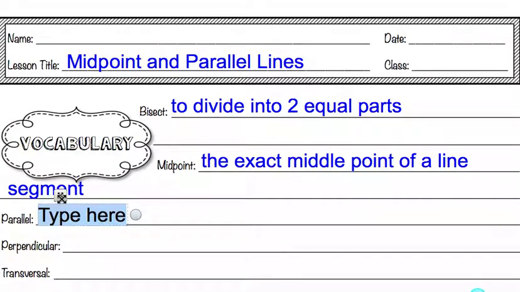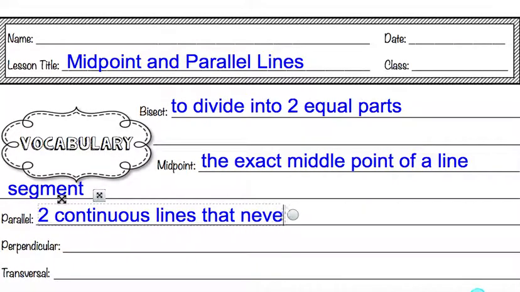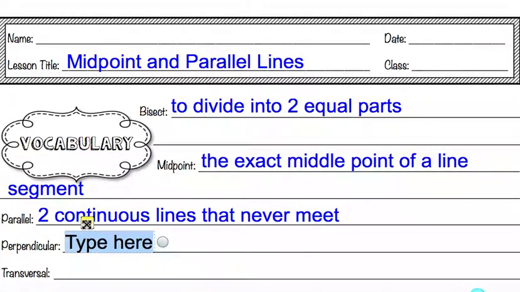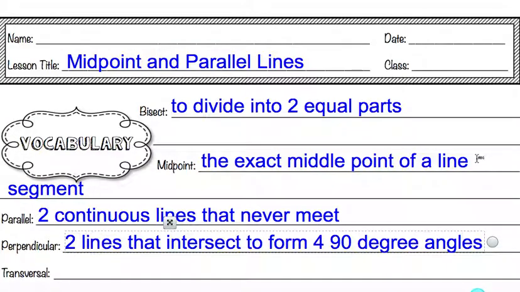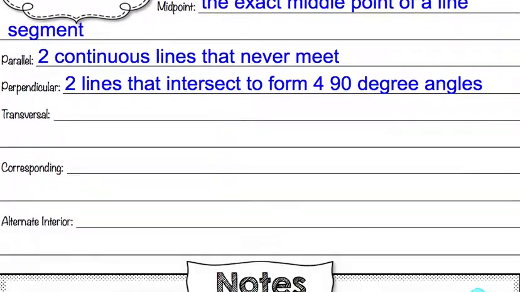Parallel means that you have two continuous lines that never meet. Perpendicular means that you've got two lines that intersect to form four 90-degree angles. And let's slow down and talk about these last three definitions.